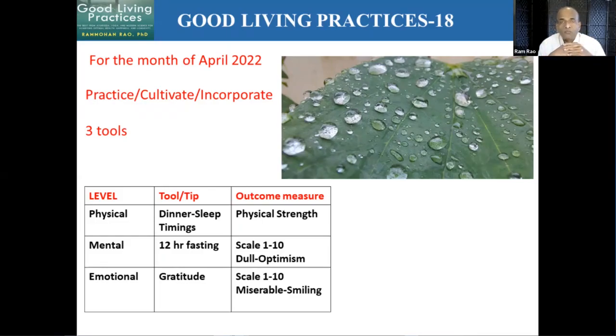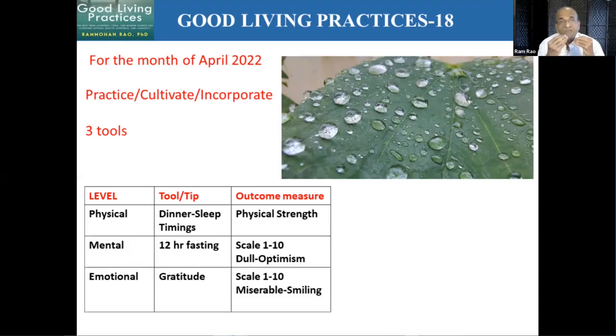to build overall immunity. And I said the outcome measure for that is, on a scale of 1 to 10, measure how you feel, with dull being level 1 and optimism being at the level of 10. Somewhere in that range, how you feel, okay? And then at the level of emotions, I said, let's practice gratitude, okay?